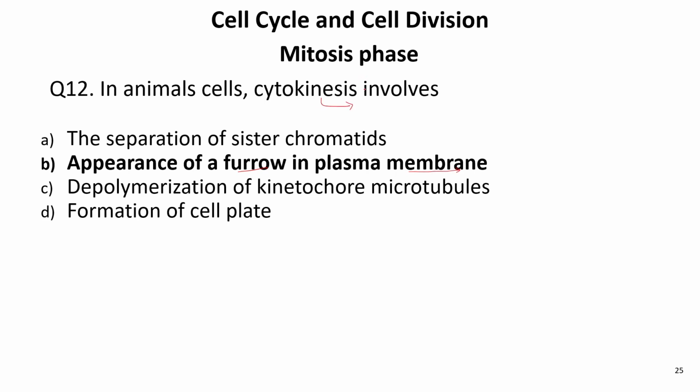One point to note here is that the mechanism of cytokinesis in animals is known as the furrow method. You can say furrowing, or you can say cleavage furrow method. This is known as the cleavage furrow method.